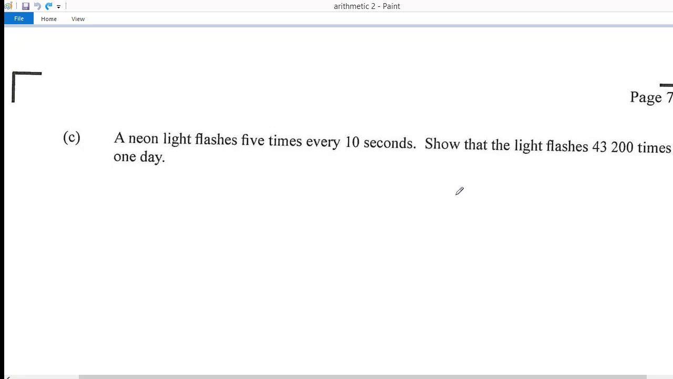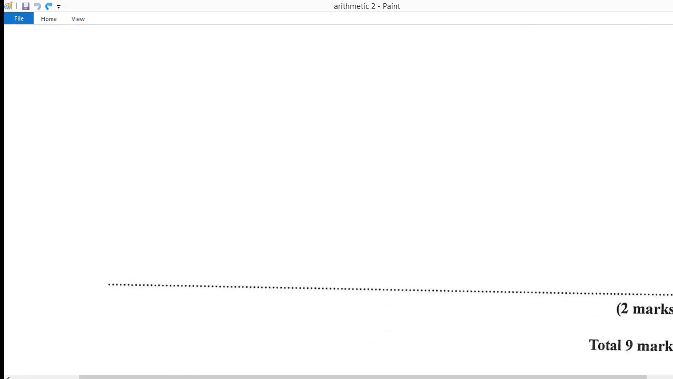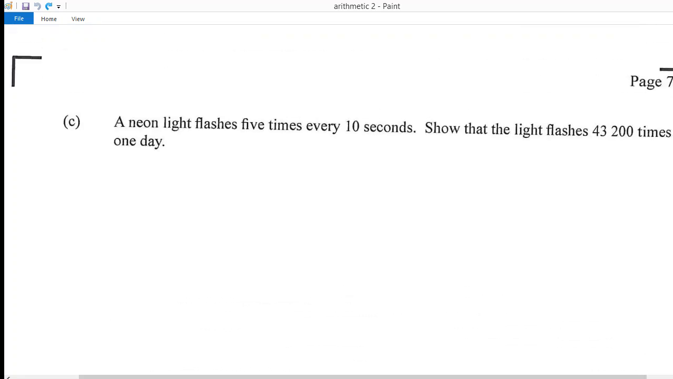Good day, everyone. We are continuing with January 2020 CSEC Mathematics Paper 2, Number 1, Part C. A neon light flashes 5 times every 10 seconds. Show that the light flashes 43,200 times in one day. This is worth 2 marks. So let's calculate the number of seconds in one day.